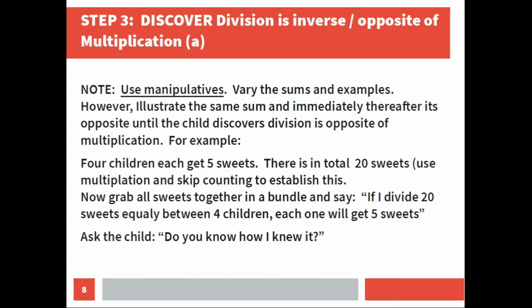And after that, you start again at the top and you say 20, 15, 10, 5, 0. So the child learns division is the inverse of multiplication. You also learn that division is subtracting things in equal numbers until you reach 0. And do you know how I knew every child must get 5 sweets? No, you don't know. Then you start again with something else.